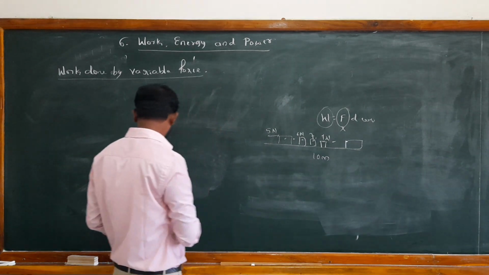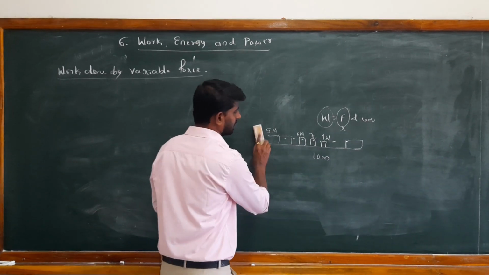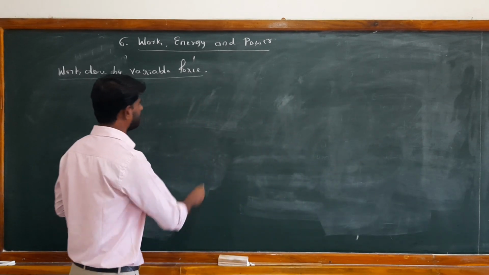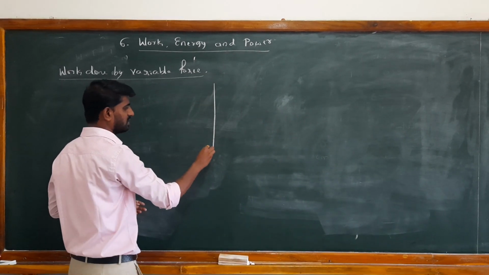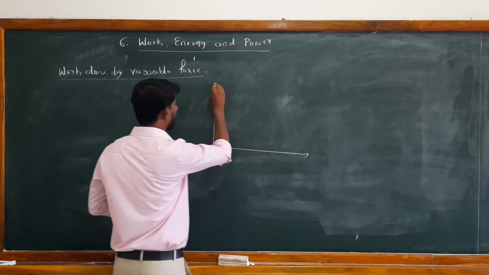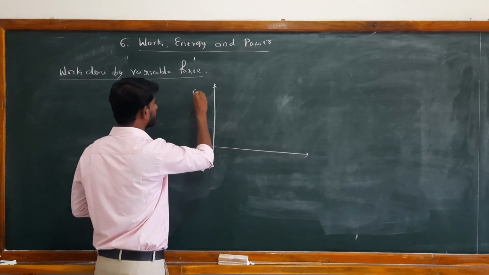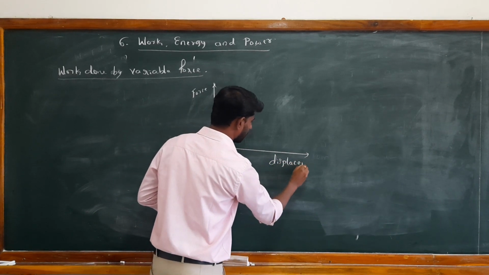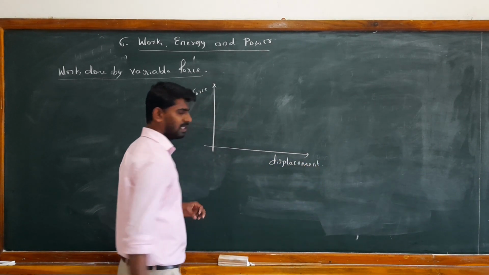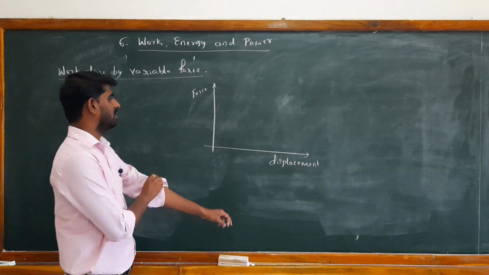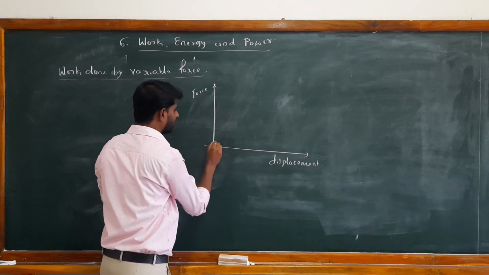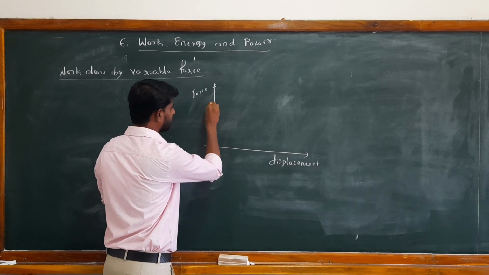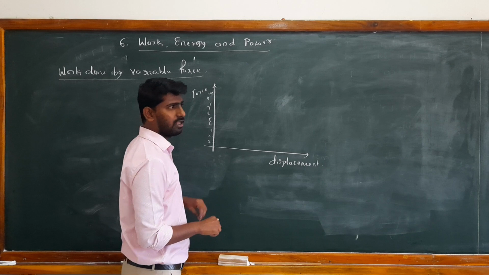In such cases we have to go through the graphical method. First we should draw a graph of force versus displacement. Okay, so for example, I can write here 1 Newton, 2 Newton, 3 Newton, 4, 5, 6, 7, 8, 9, 10.